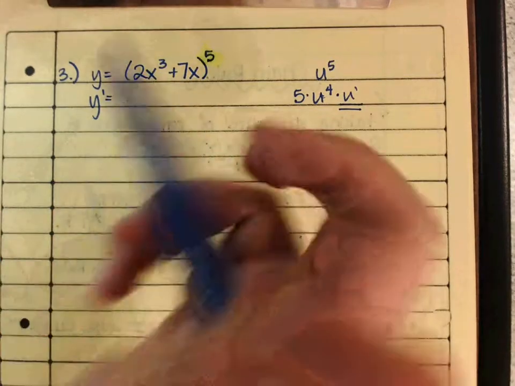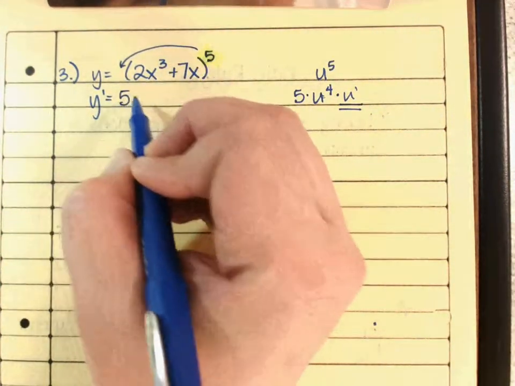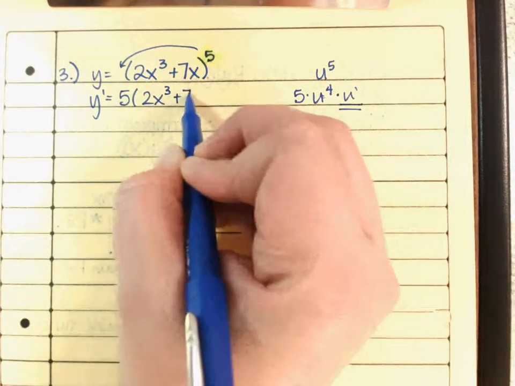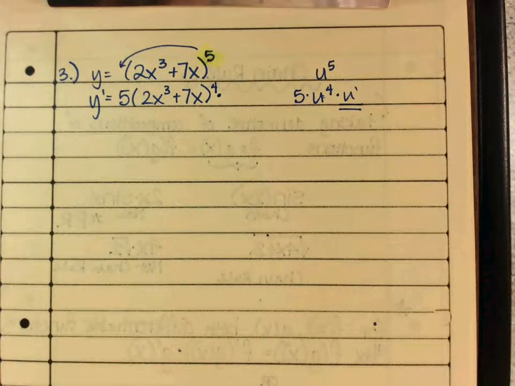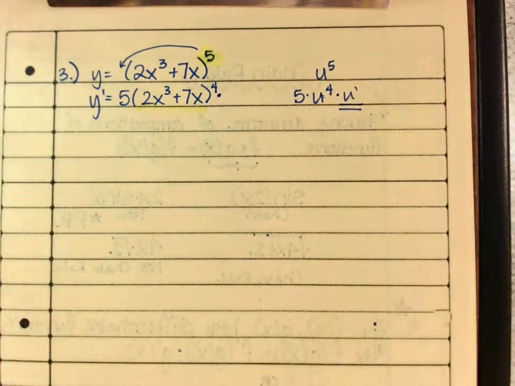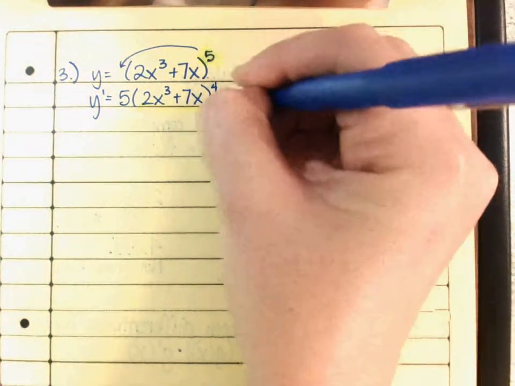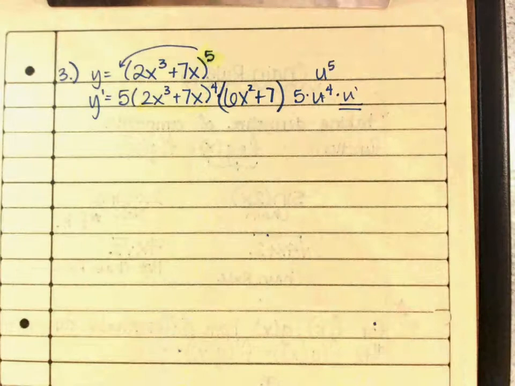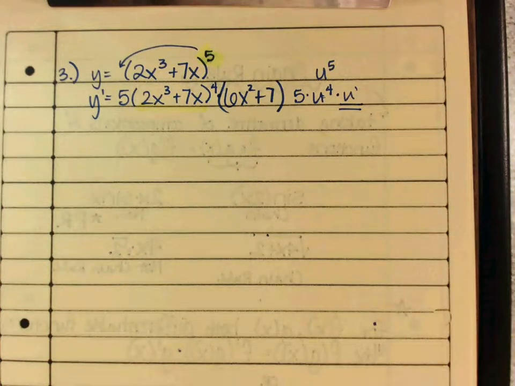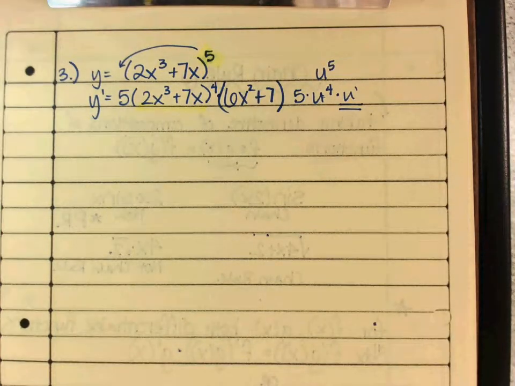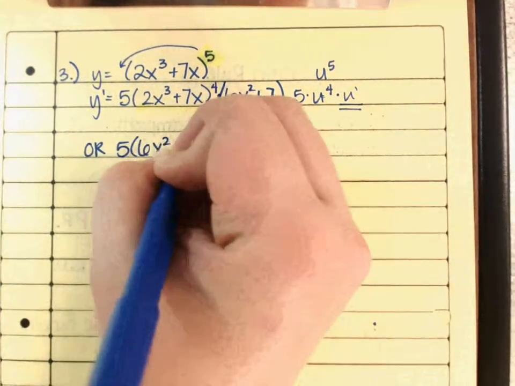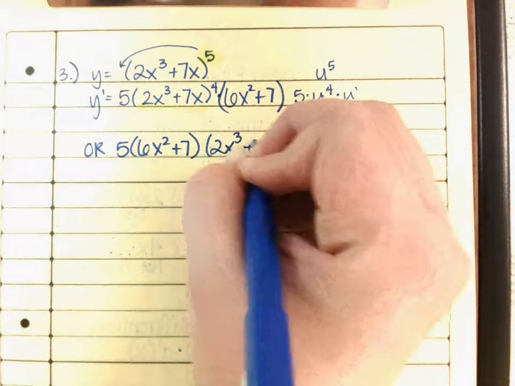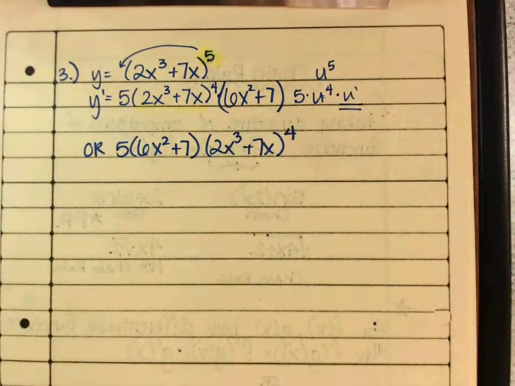So let's do that here. My 5 moves down to the front. What is the new power on 2x cubed plus 7x? 4th, but then I need to multiply by the derivative of the middle. So if this is my middle, what's the derivative of that? 6x squared plus 7. Okay. Now, typically they would write it with that last thing first. So I'm going to rewrite it, but on your homework, that's up to you if you feel like you need to practice that. So that would be 5 times 6x squared plus 7, times 2x cubed plus 7x to the 4th. Okay? All right, let's do another one.